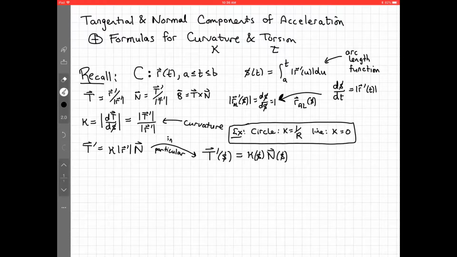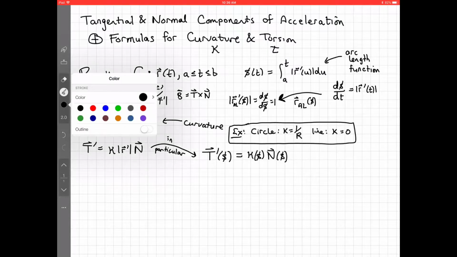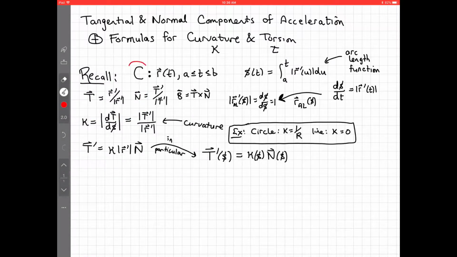Alright, so in this video we're going to look at the tangential and normal components of acceleration, as well as some formulas for curvature and torsion. So recall our standard notational setup. We'll say we have a curve C and a smooth curve with a smooth parameterization.